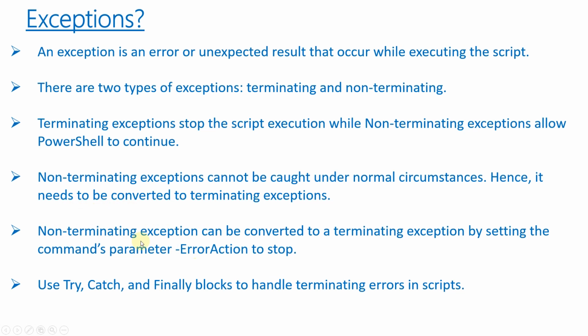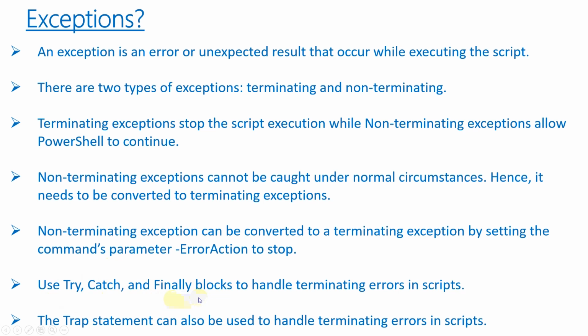And how can we catch a terminating exception? We have to use try, catch and finally blocks to handle any terminating error that occurs in a PowerShell script. There is one more concept in PowerShell called the trap statement. So we can also use the trap statement to handle any terminating error.